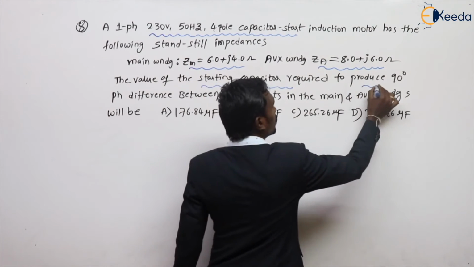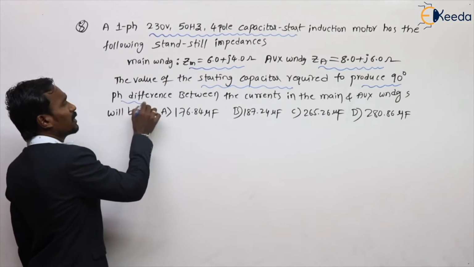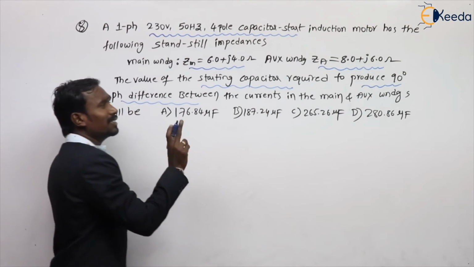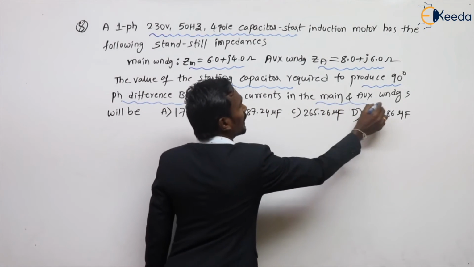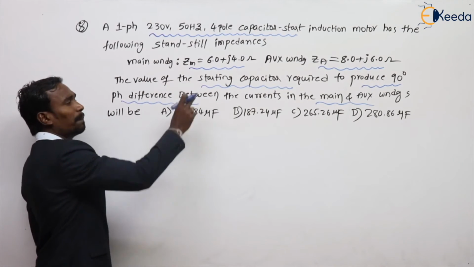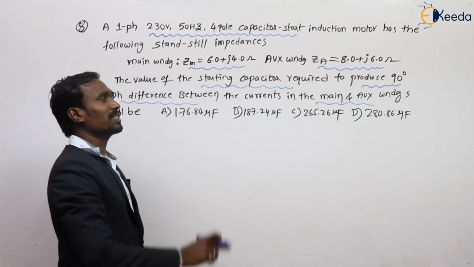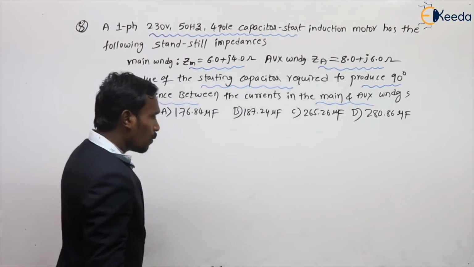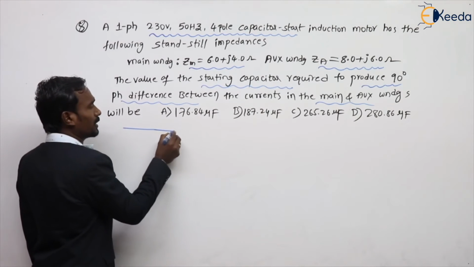required to produce 90 degrees phase difference between the currents in the main winding and auxiliary winding will be how much? How much capacitance do we require to get the 90 degrees phase difference? See here, for example, this is a capacitor start induction motor, right?